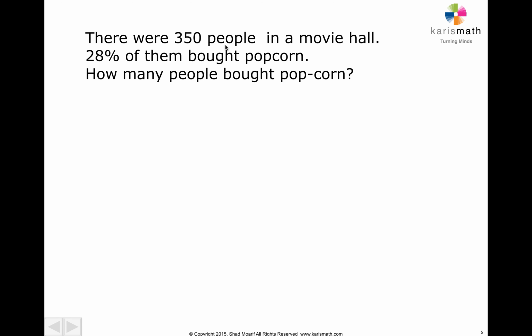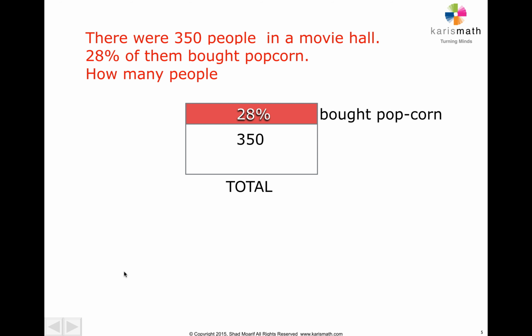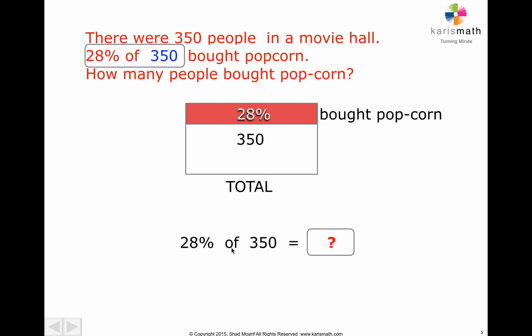What about this one? There were 350 people in a movie hall. 28% of them bought popcorn. That's not too many. How many people bought popcorn? Well, 28% of 350 people. It's as simple as that. A certain part or a fraction of 350 people. So 28% of 350 people, you just work it out. 28% of 350, of course, means to multiply.